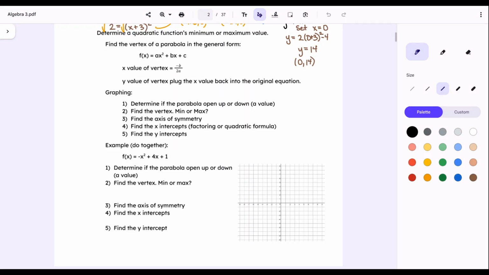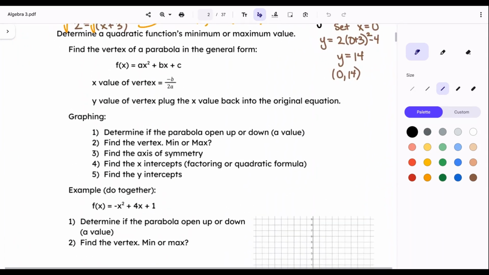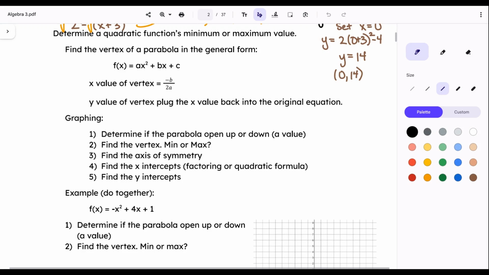Okay, so we're going to pick up where we left off yesterday. We spent most of our time just talking about vertex form and how to graph from that. Now we're going to talk about if you're given something in the more general form. I mentioned this yesterday, but that's the ax squared plus bx plus c form.